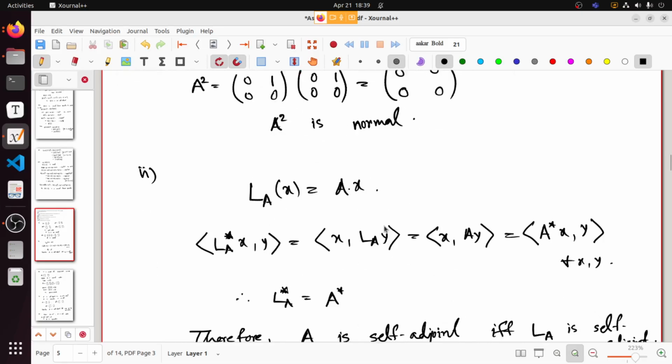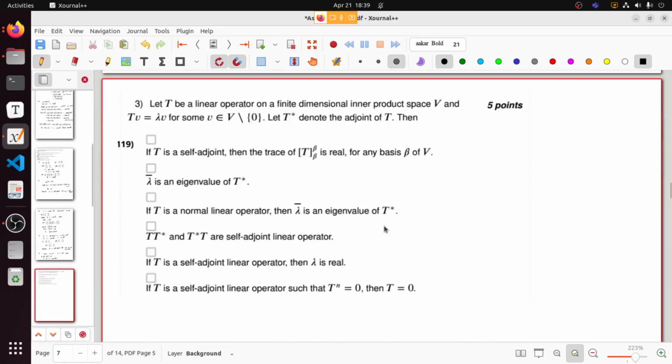Let's move to question number 3. It is saying: let T be a linear operator on a finite dimensional inner product space V, with Tv equals lambda times v for some non-zero v, and T star denotes the adjoint of T. Then it is saying that if T is self-adjoint, then the trace of the corresponding matrix is real for any basis beta of V, right?